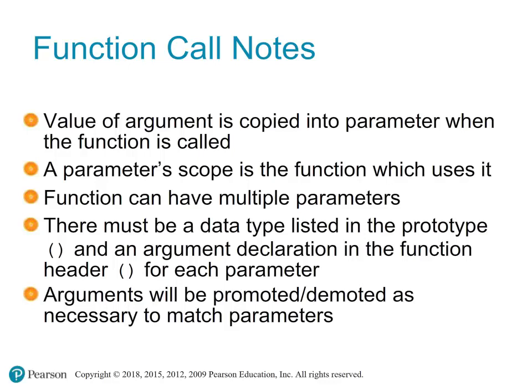A function can have multiple parameters separated by commas. For each parameter, there must be a corresponding data type listed in the function prototype and a parameter declaration in the function header. If the argument's type doesn't exactly match the parameter's type, C++ will try to promote or demote the argument to match the parameter.